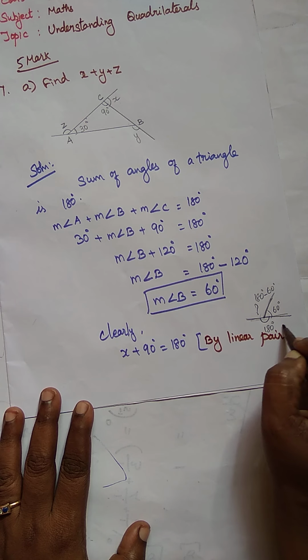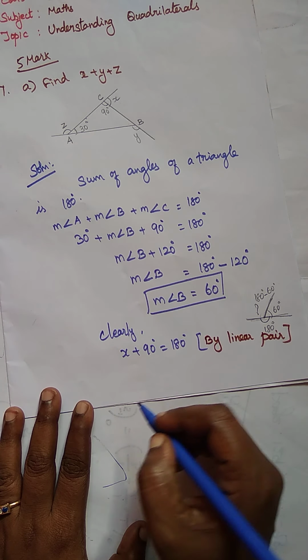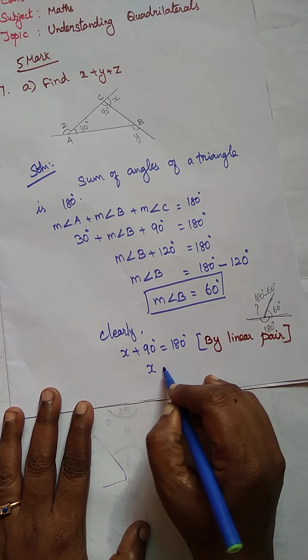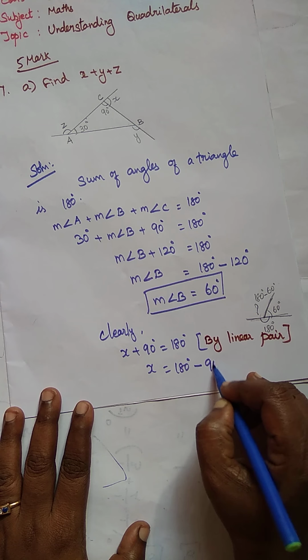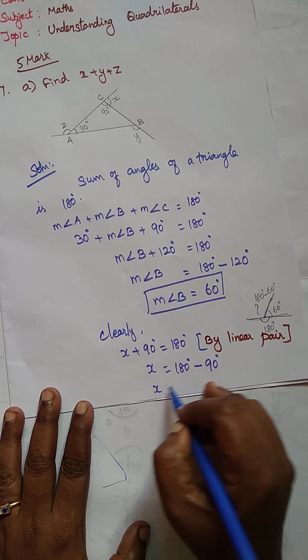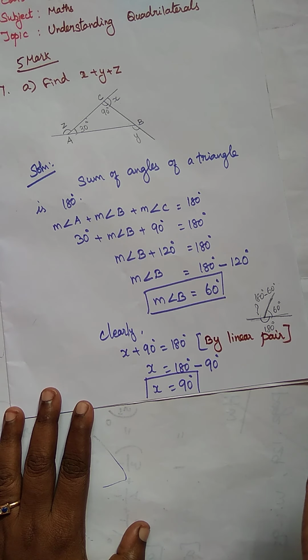Linear pair. Okay. So using that we find the value of angle x. So x is equal to what? x is equal to 180 degree minus 90 degree. 180 minus 90 is 90 degree. So the angle x is 90 degree.